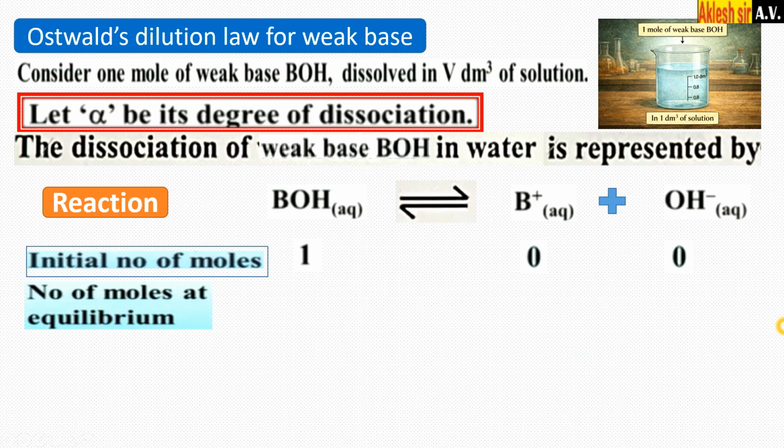So the number of moles at equilibrium. Now the equilibrium is attained. What does equilibrium attained mean? Forward and backward rates are equal, and the number of moles of B plus, OH minus and BOH is not changing. It has attained the equilibrium.